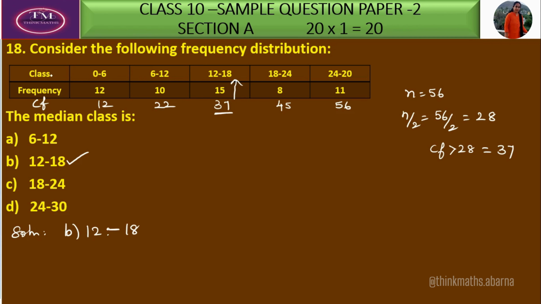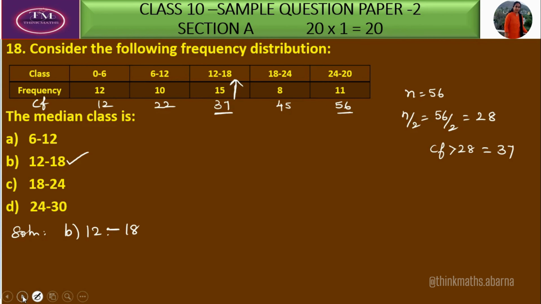So if it is the class interval 0 to 6, 6 to 12, 12 to 18, 18 to 24, 24 to 30, we have to find out the cumulative frequency. So we have to write the first number as such. Next add with the next number. Next we will find the value of n, find the value of n by 2 and find out the CF greater than 28. So which is the first CF greater than 28? It is 37. So its median class is 12 to 18. Okay, children? I hope you can understand.